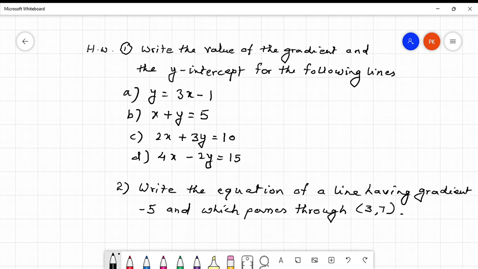So try these problems yourself. In the next class, we'll discuss it. Okay, I'm not going to give you any answers here. You will try it yourself and then I will discuss these problems with you.